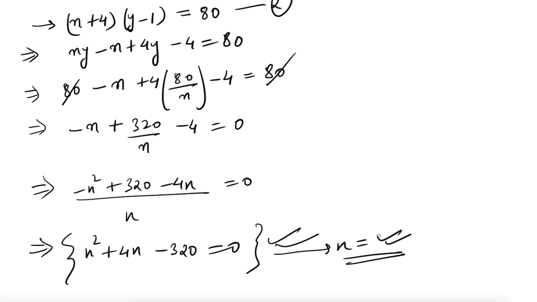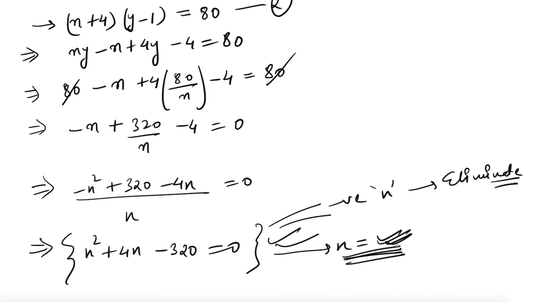Now see, the total number of books cannot be negative. So after solving this, if you are getting some negative value of n, okay, please eliminate that. Then only the positive one you have to consider, that will be the total number of books. So I hope now you know how to approach the word problems of quadratic equations.